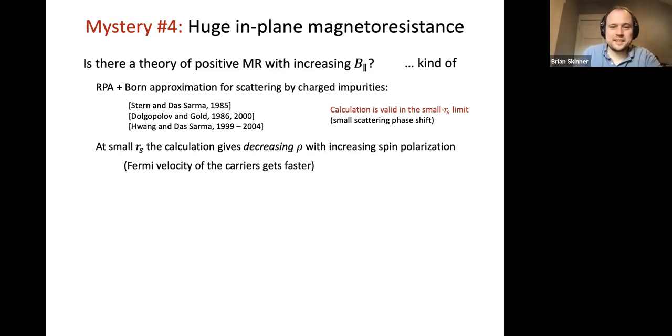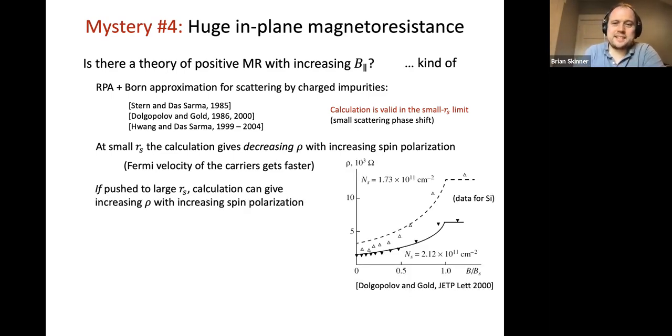What is clear is that in the limit where the calculation is valid, with small RS, the calculation says that the resistance should decrease with spin polarization. In other words, it should go the opposite direction of what I just said. The dominant effect is that as you go from having two Fermi surfaces, spin up and spin down, to just one, you raise the velocity of the one, and that means your electrons get faster, the conductivity goes up a little bit, resistance goes down.